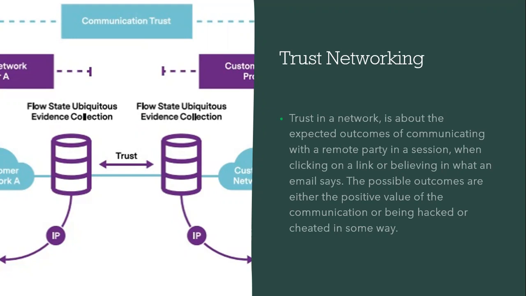So the possible outcomes are either a positive value of communication, or being hacked or cheated in some way. These three are the possible outcomes, and what trust networking usually cares about is the positive value of communication, and this is all that matters.